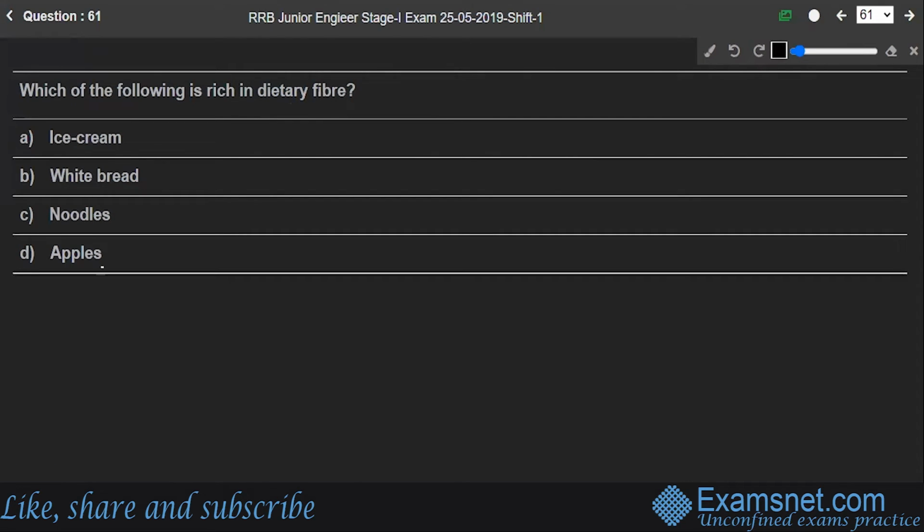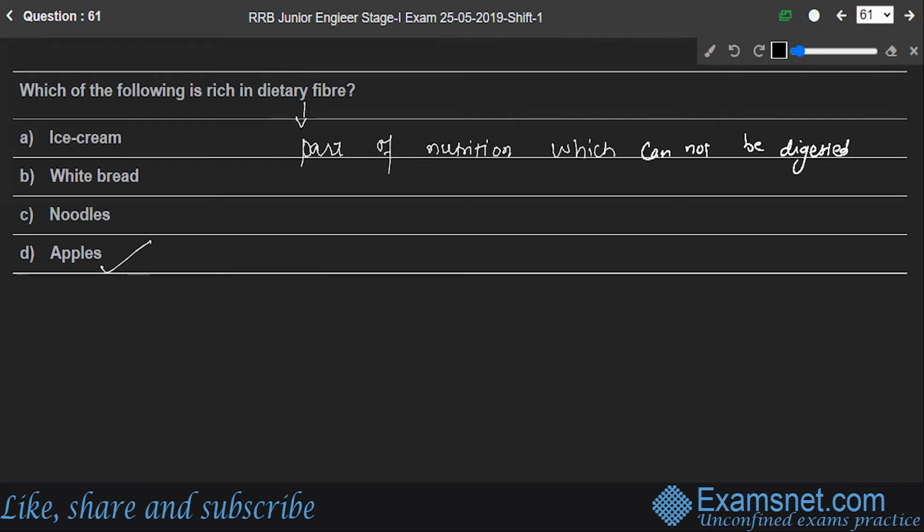Of course, we have the apples as the winner. Apples are rich in dietary fiber. What is dietary fiber? It's a part of the nutrition which cannot be digested by the human body.